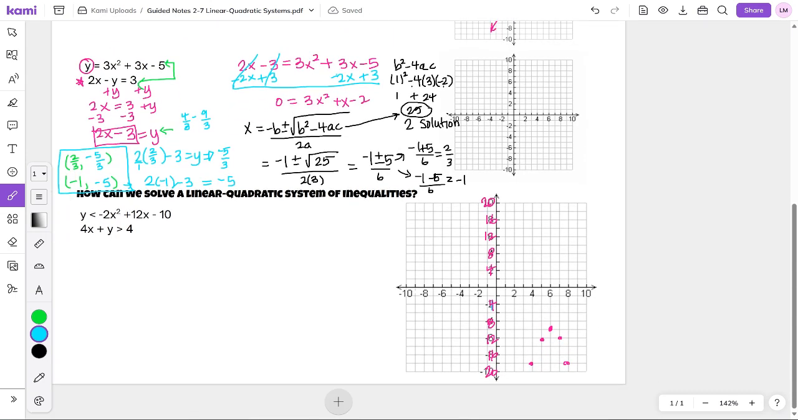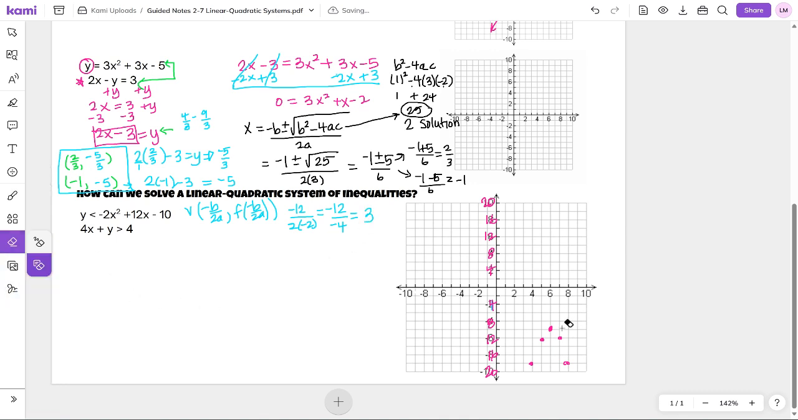All right, so how do we solve a linear quadratic system of inequalities? So we're going to graph this. I've already graphed the parabola, and I'll explain how I did that. I found the vertex of this parabola by doing the opposite of b over 2a and then plugging back into the function to get the y value. So opposite of b over 2a was negative 12 over 2 times negative 2, which was negative 12 over negative 4, which was 3. And I changed my graph, so I'm going to redo this.